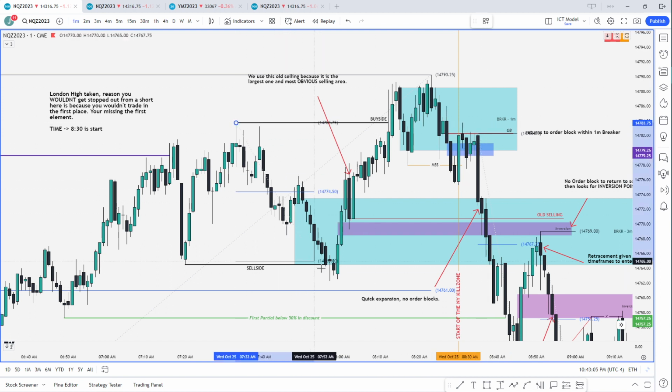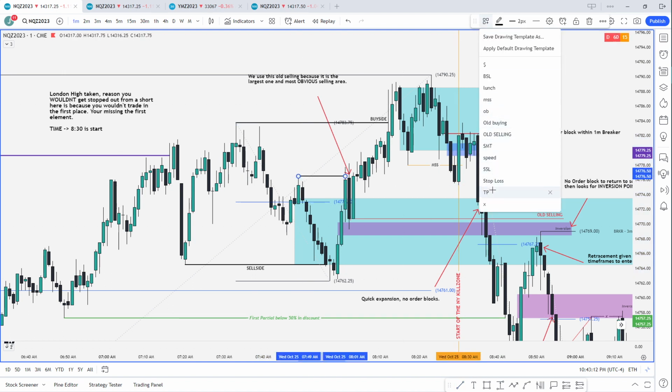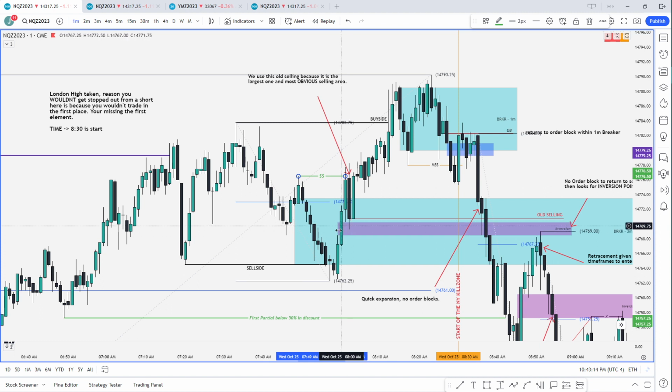Turn up into 50% of this, right here, sweeping out a short-term buy side. What do we do? We retrace down into the inversion. Enter long right there. No, sorry, into the BISI. Yeah, this would be a BISI at that point. Trade back up.